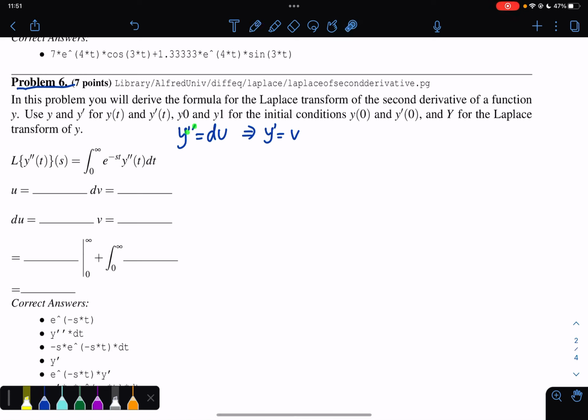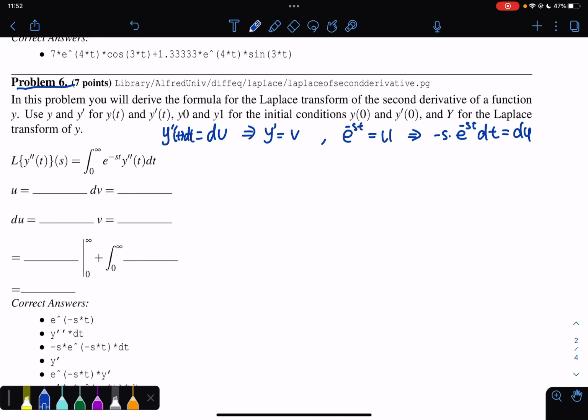Well, I want to be accurate. Technically, I have y double prime of t dt as my dv, so y prime is v. That is to say, my e to the negative st is supposed to be my u, which tells me negative s e to the negative st dt is my du. So I find my u, v, dv, du.